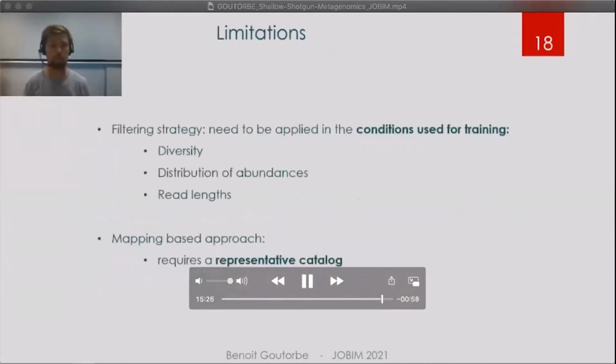Some limitations about the filtering strategy. As it relies on the training step, it needs to be applied under the same conditions that were used for the training. These conditions are in terms of the diversity of the ecosystem we study, but also the distribution of the abundances and of the read length. And more generally about shallow shotgun metagenomics, as it relies on mapping-based approaches, it requires a really good representative catalog. It's not a problem in the human gut microbiome, but it may be a problem in other applications.